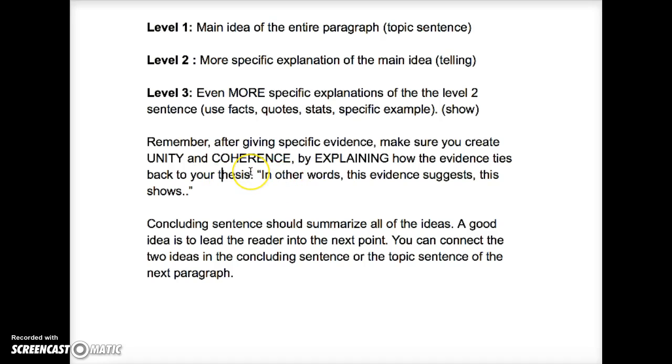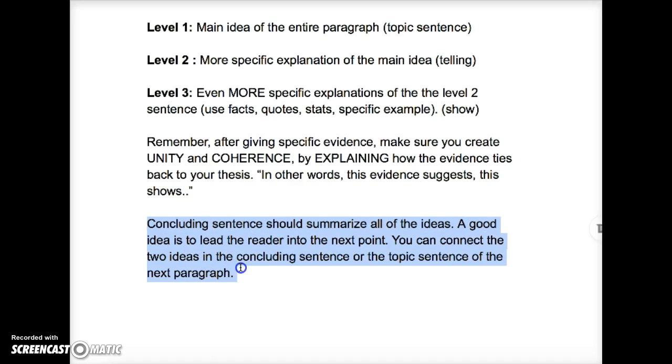And there are some language templates you can use to explain evidence. For example, you can say, in other words, the evidence suggests, this shows, as one can see, the list goes on. So your body paragraphs are really going to be a combination of these different level sentences with explanations. And last but not least, you're going to have a concluding sentence, which should summarize all of the ideas.